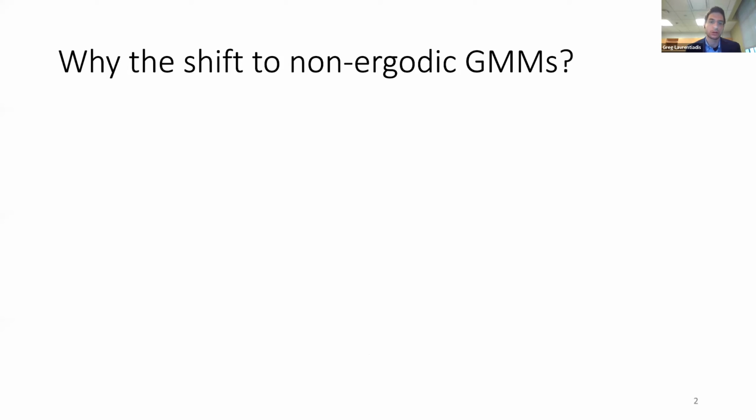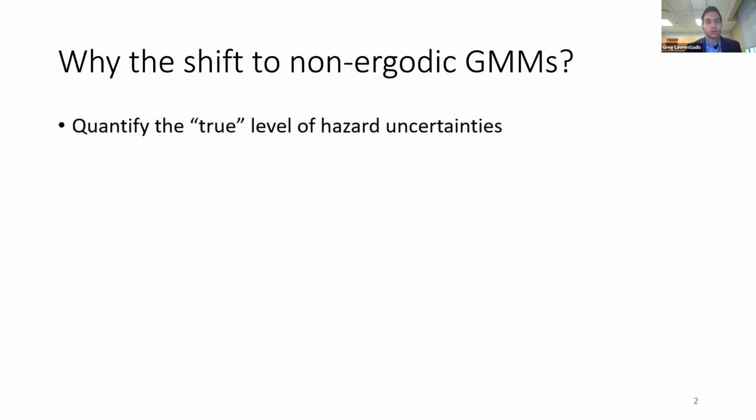So to begin this discussion, an interesting way to start is to ask ourselves why we see the push towards non-ergodic ground motion models in recent years. First of all, that happens because non-ergodic ground motion models allow us to quantify the full range of ground motion uncertainties, which is the range that the median ground motion can vary due to lack of knowledge.